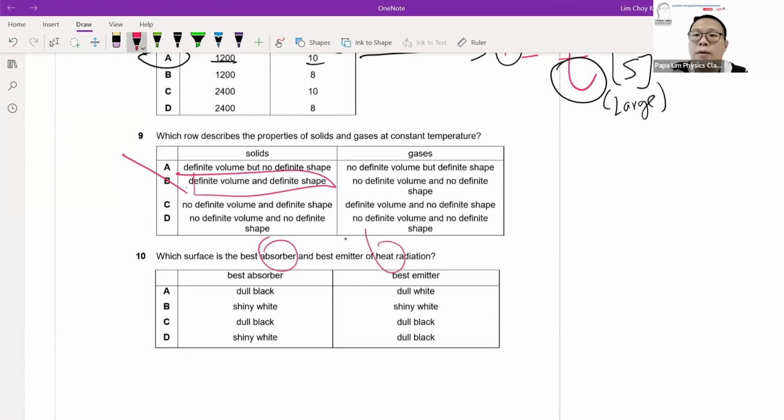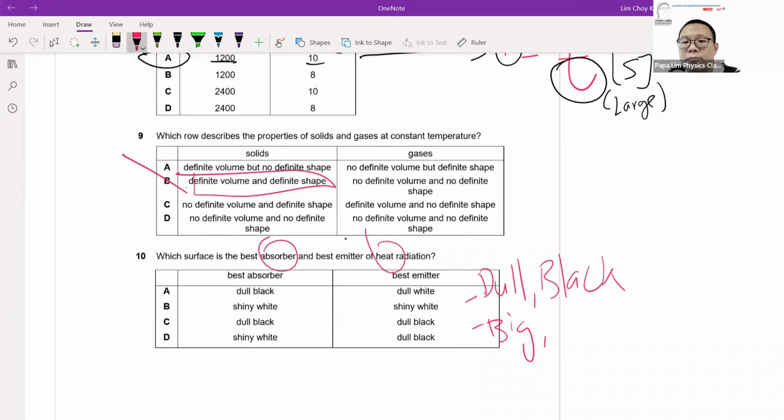Most of us should know and must know that the best emitter and best absorber will have to be black. Okay, and it has to be dull. And the surface area has to be big. So these are the 3 factors that we look at: dull, black, and big. Then after surface area, you look at your temperature differences. These are the 4 factors that will affect the readings.